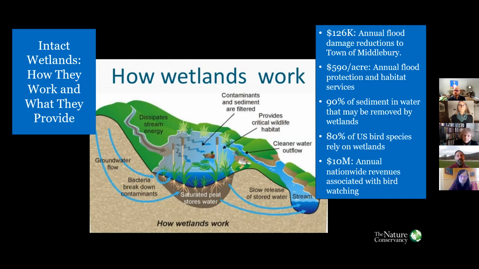We continue to learn more about the economic benefits of wetlands. A study out of UVM's Gund Institute recently showed that the Otter Creek Wetland Complex provides about $126,000 of flood damage reductions to the town of Middlebury every year, and that every acre of wetland provides about $590 worth of flood protection and habitat services annually. With respect to water quality, we've learned that up to 90% of sediment, often containing phosphorus, can be removed by wetlands. And there's also the economic benefits associated with recreational activities such as bird watching.